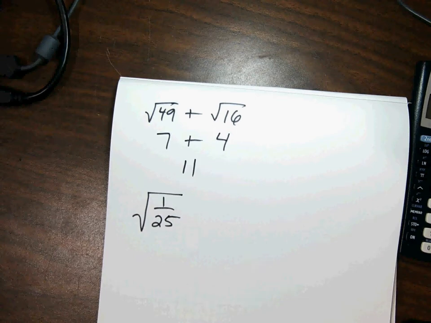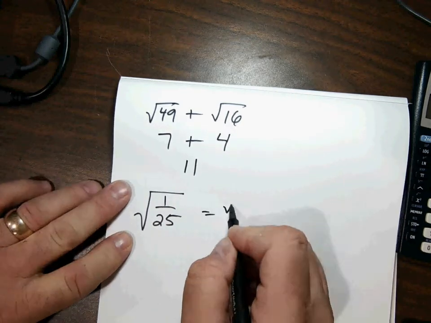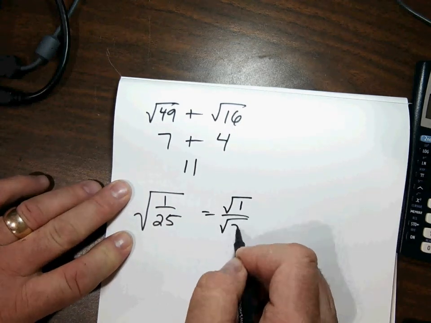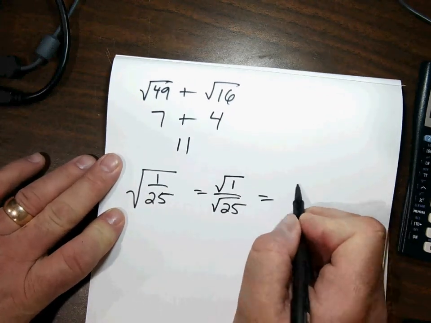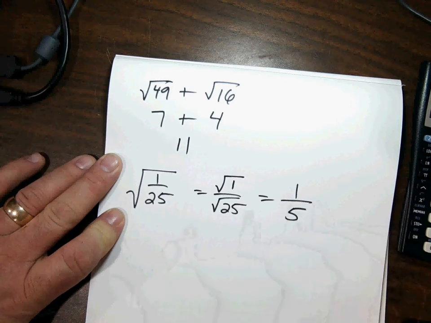Square root of 1 over 25. Well, when we have a fraction, which is a division problem, we can break it up into separate little square roots like that. Well, now it looks easy. The square root of 1 is 1, the square root of 25 is 5, so that's 1/5.